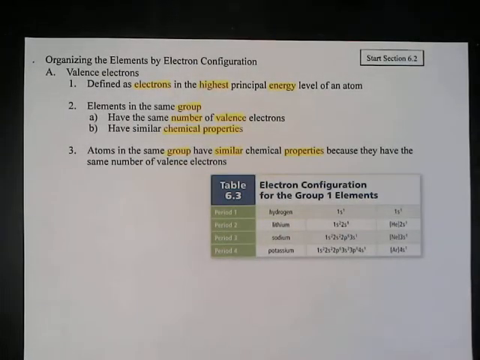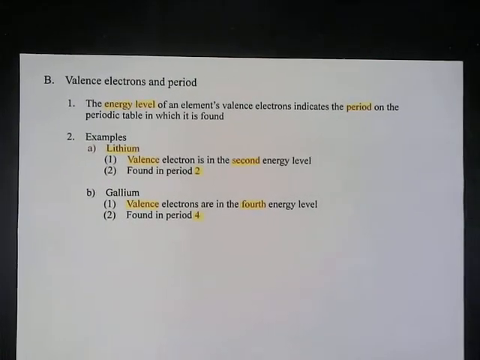All right, so let's talk about this again in some specific detail: valence electrons and the period. Just to reiterate what I've said a couple times, the energy level is equivalent to the period in terms of the valence electrons. Our example here is lithium. Lithium is found in period 2, so its valence electrons are in the second energy level.